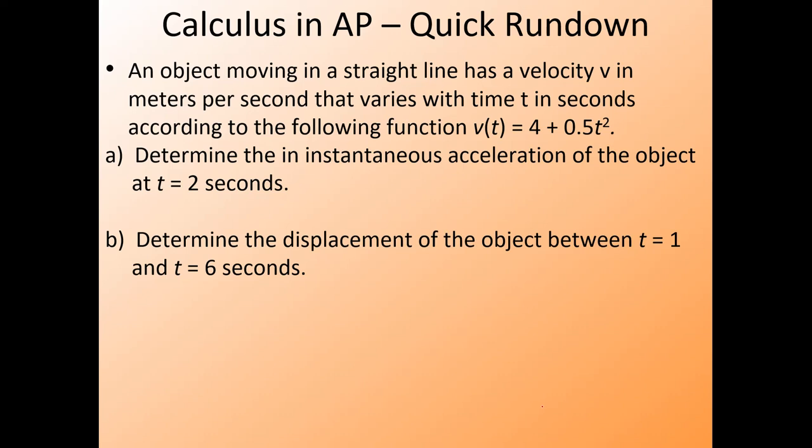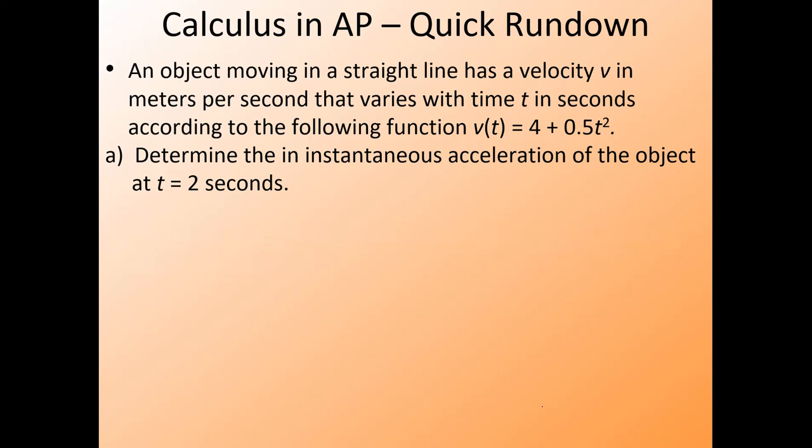All right, so here they give us a velocity equation, and they want us to figure out the acceleration at a certain time and the displacement between two different times. So let's start with the acceleration. Again, we know that the acceleration is velocity divided by time, which is just a derivative. So it's the derivative of velocity with respect to time. Notice how the terminology is very similar.